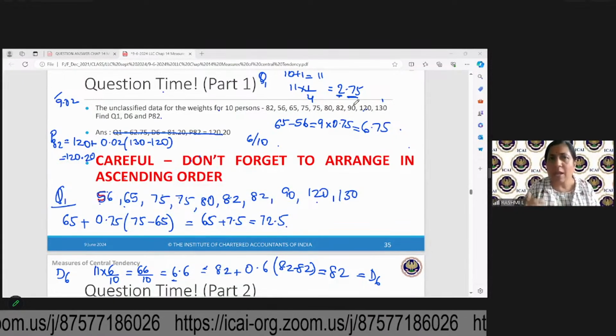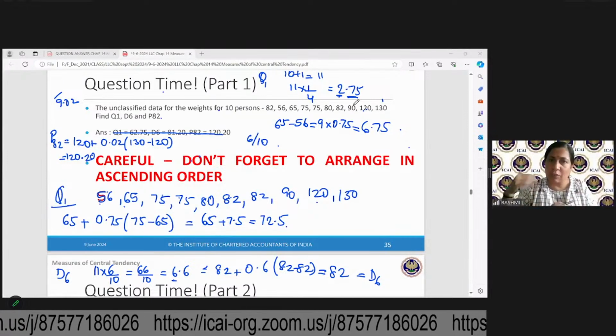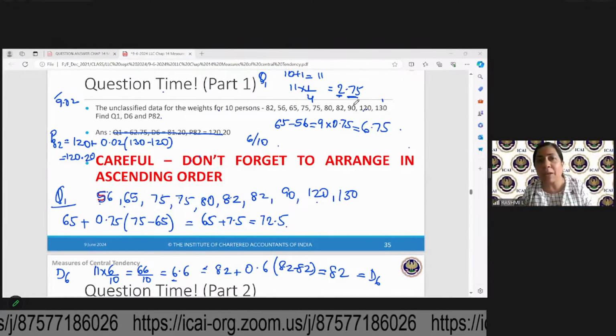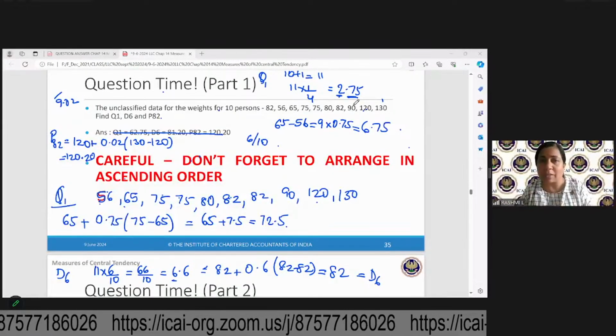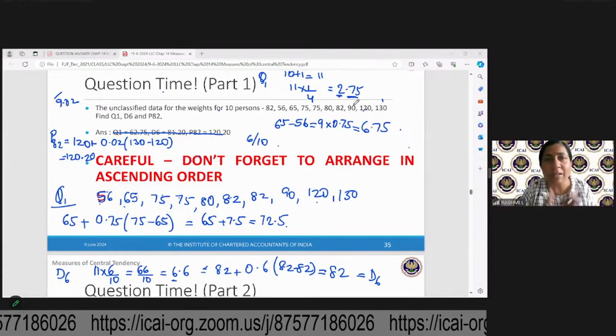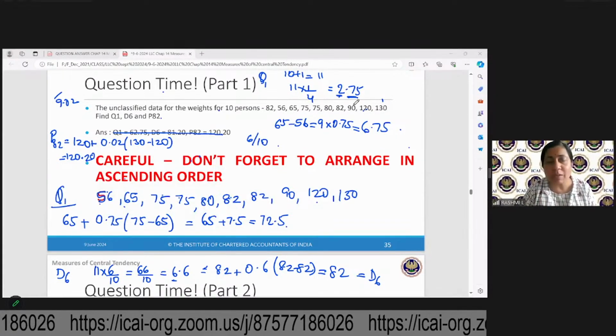1 by 4. Had it been Q3, you would have used 3 by 4, and you have to multiply it with what? N plus 1. Now in this case, what is my N? N is 10. So 10 plus 1 means 11.